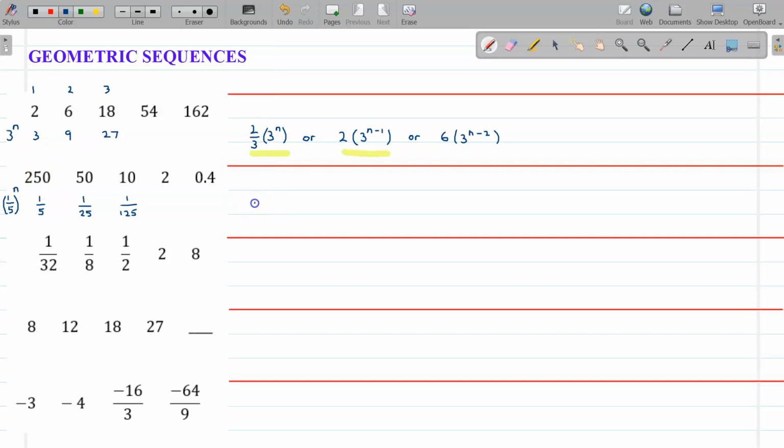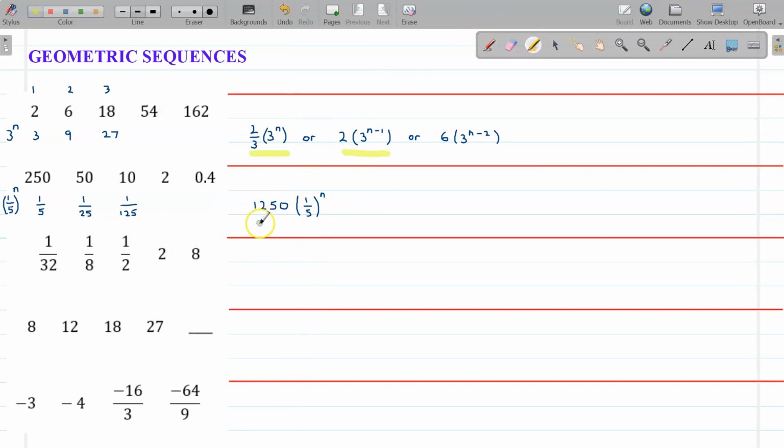So the rule for this sequence is actually 1250 times 1/5 to the power of n. And that's how I would leave the answer.